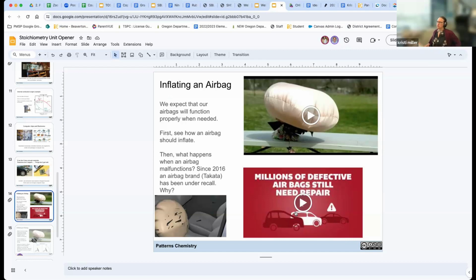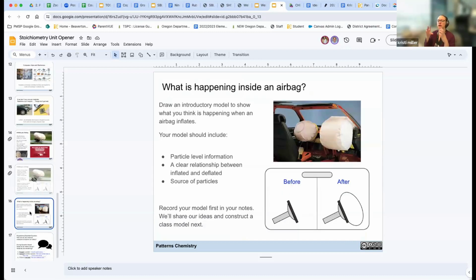And then we get into talking about this idea of building a model. So we do a lot of modeling in chemistry, right? But we're bringing the model all the way to the very front of the unit in the unit opener. So that's the first chance that kids really have to try to make sense of what's happening inside that big balloon as it inflates. And how is it inflating so fast? And literally, what are the particles doing inside that's causing it to inflate?